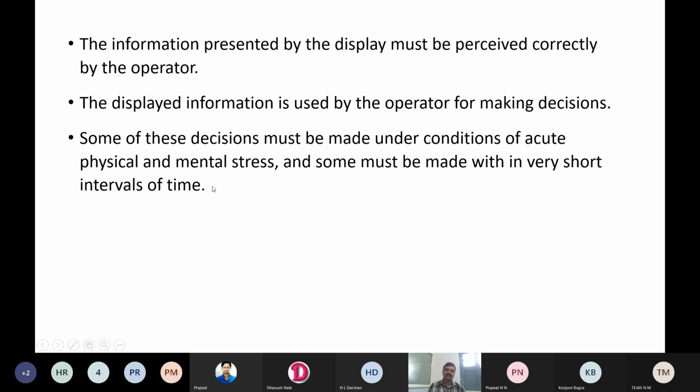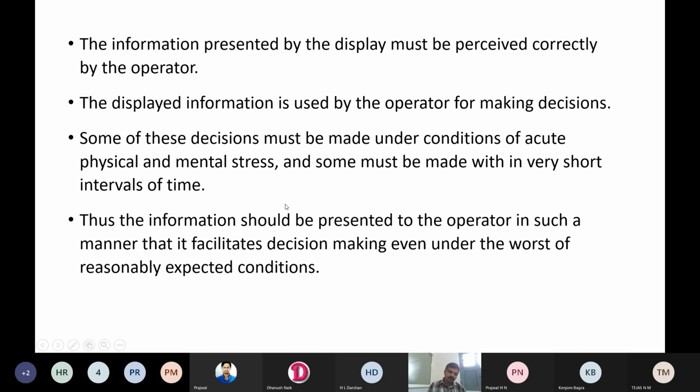That's why displays are designed such that it is easy to interpret the information communicated on the display. Thus, the information should be presented to the operator in such a manner that it facilitates decision making even under the worst of reasonably expected conditions.